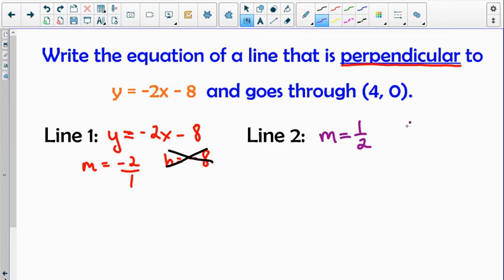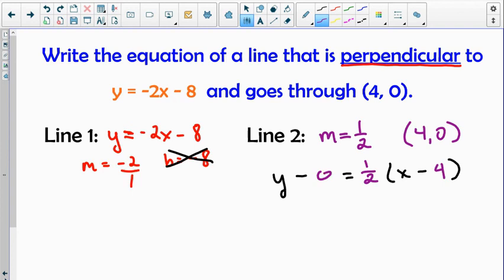So the slope of our other line has to be 1/2, and it has to go through the point 4, 0. Since we know a point on the line and the slope of the line, we're going to go ahead and write our equation in point-slope form, plugging in our slope for m, our x-coordinate, and our y-coordinate in the correct place.